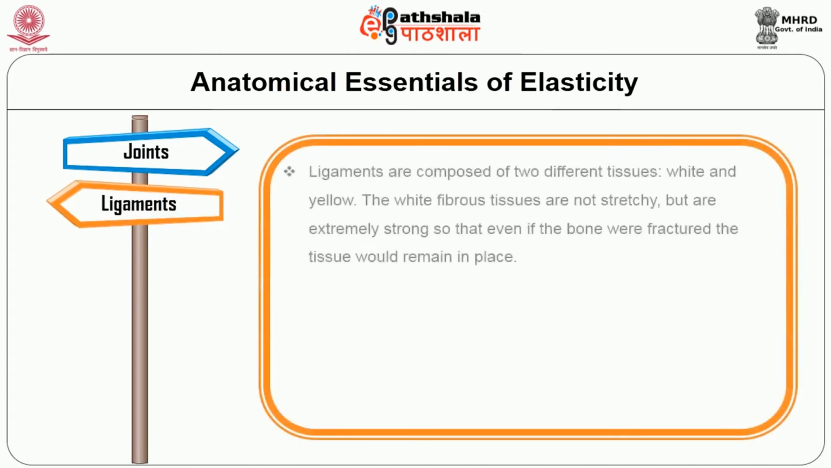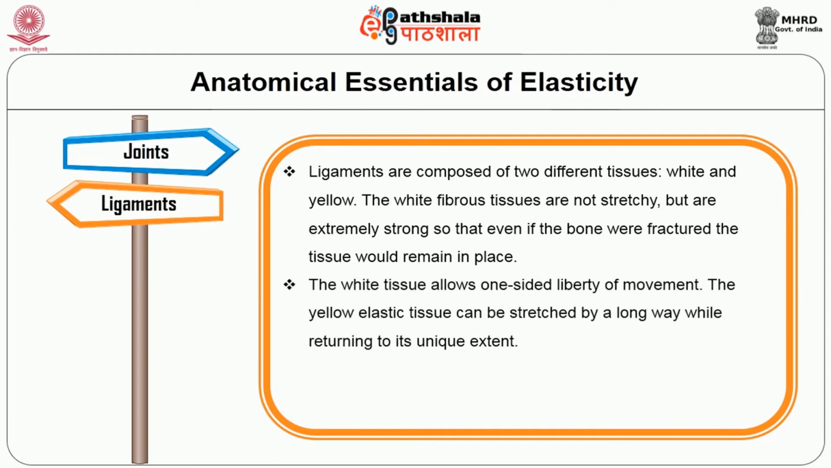Ligaments. Ligaments are composed of two different tissues, white and yellow. The white fibrous tissues are not stretchy but extremely strong, so that even if the bone fractured, the tissue would remain in place. The white tissue allows one-sided liberty of movement. The yellow elastic tissue can stretch along its length while returning to its original extent.